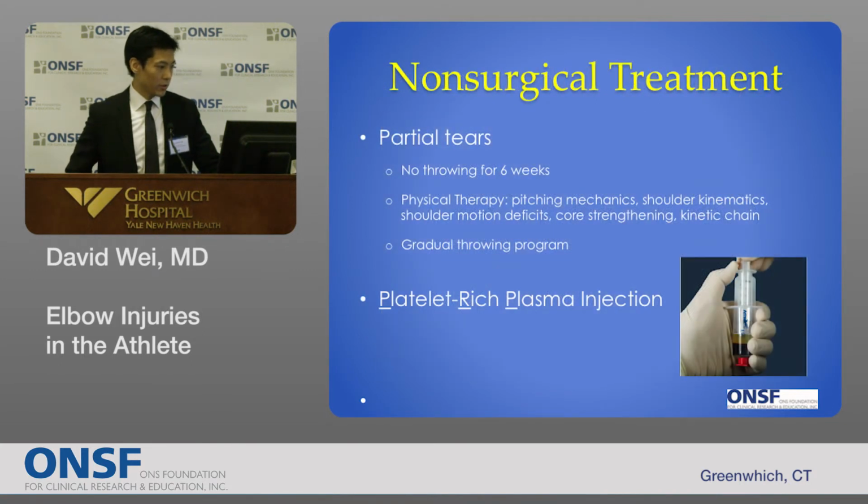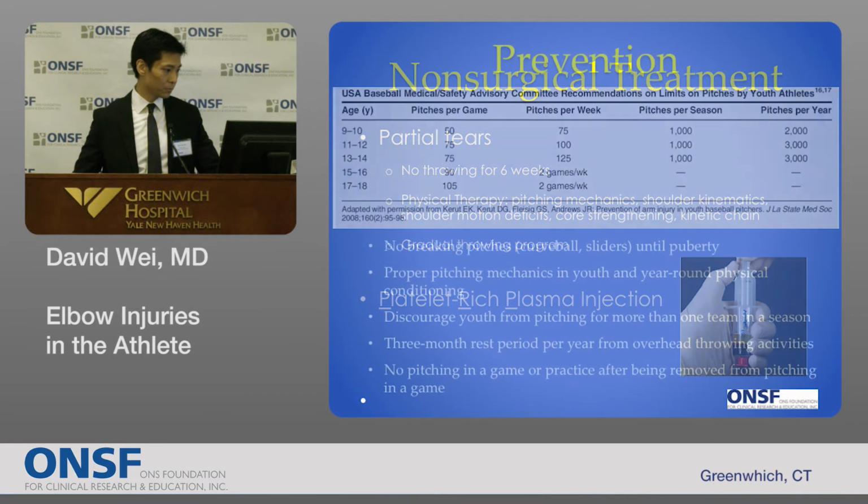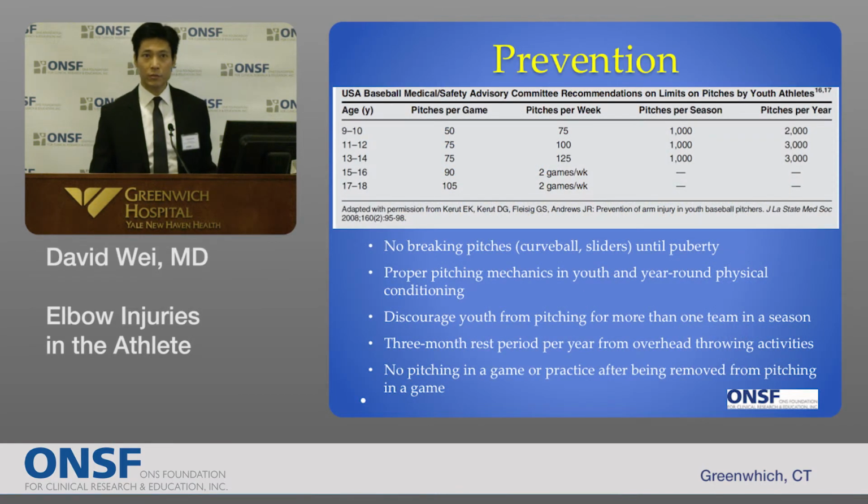So again, there are several non-surgical treatment options. For those that only have partial tears, we stop them from throwing for 6 weeks. And we start physical therapy and a gradual throwing program. And over time, those partial tears often heal by themselves and don't need any surgery. PRP is also an option, and we think of it as a way to help speed up the healing of that ligament. But really, prevention is the most key way to avoid this injury.